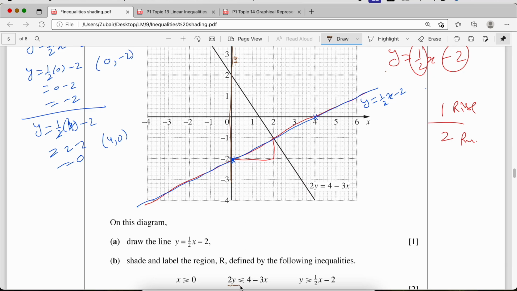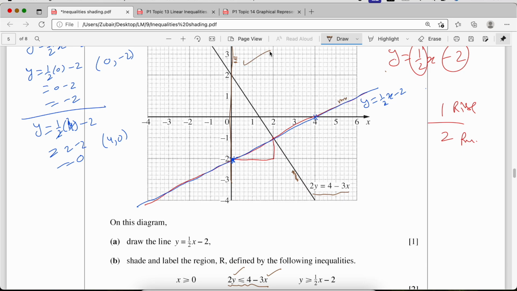The second equation, which was already drawn by the examiner, says 2y is less than or equal to 4 minus 3x. Whenever we have y and x, you only focus on y. The equation says y is less than that, so the region is below this line. So I'm marking this for myself. The third one, which we just drew, is y is greater than, so it lies above that line.